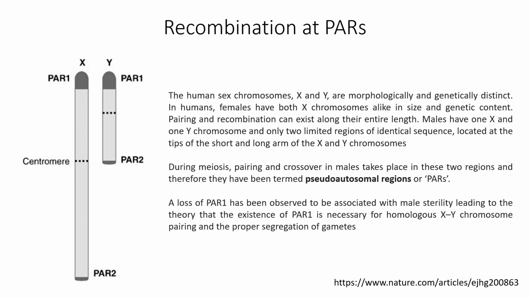So the X and Y chromosomes are morphologically and genetically distinct, right? And during meiosis, crossover does need to take place, and in the short arm you have PAR1 in this region, and you have PAR2. So PAR1 actually is a lot more of a hot spot for recombination, and it's been observed that the loss of PAR1 is associated with male sterility. And so the theory has come up that the existence of PAR1 is really essential for homologous XY chromosome pairing and the correct segregation of gametes.